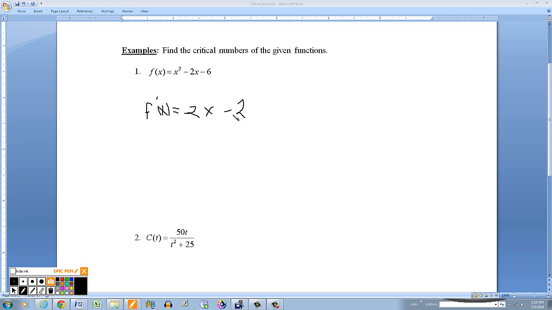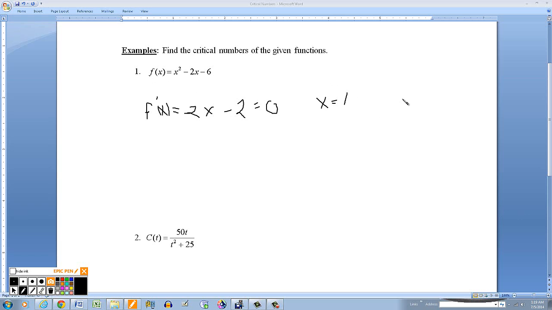Okay, so the definition of a critical number is those numbers for which the derivative is 0. If you set this equal to 0 and solve it for x, you get x is equal to 1. So x equal to 1 is a critical value of the function. That's where the derivative is 0. Now this is a polynomial, so it is defined for all real numbers. If you take the derivative of a polynomial, you get another polynomial. So the derivative will always be defined, and we don't have to worry about the case where the derivative is not defined.